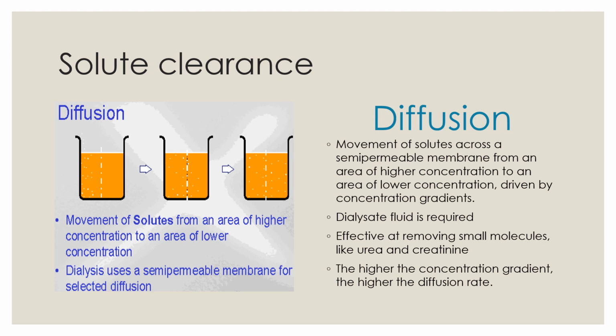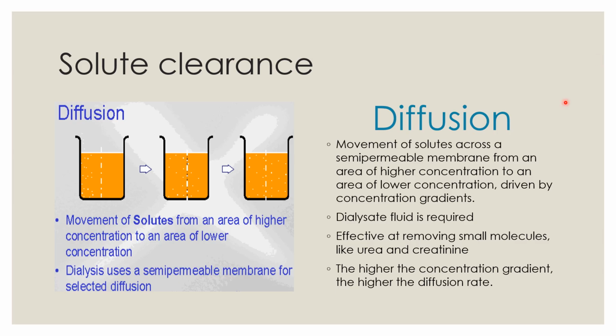First, we will discuss two commonly used principles of solute clearance in CRRT, and that is diffusion and convection. Diffusion is the movement of solute across a semi-permeable membrane from an area of higher concentration to an area of lower concentration driven by concentration gradient. Solutes naturally move from where they are more concentrated to where they are less concentrated until equilibrium is reached.